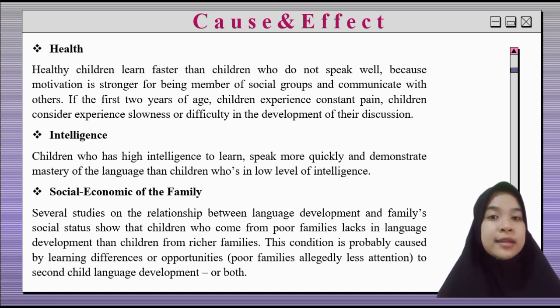The first is health. Healthy children learn faster than children who are not healthy because their motivation is stronger to be members of social groups and communicate with others. In the first 2 years of age, children experience rapid growth. Children who are unhealthy experience slowness or difficulty in the development of their speech. Next, intelligence. Children who have high intelligence learn to speak more quickly and demonstrate mastery of the language better than children with an equal level of intelligence.